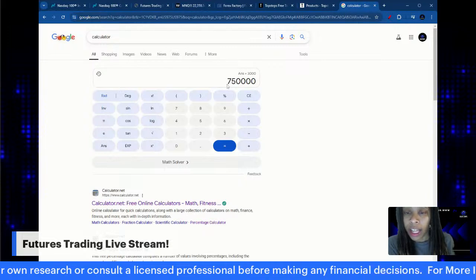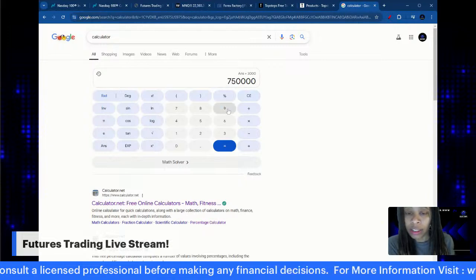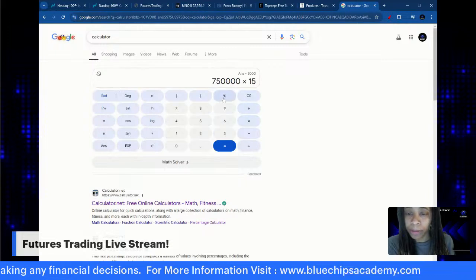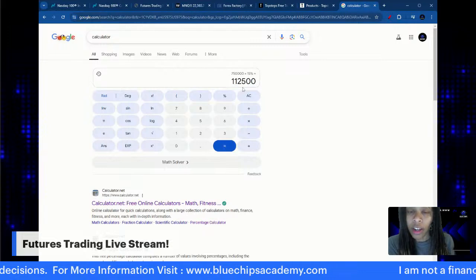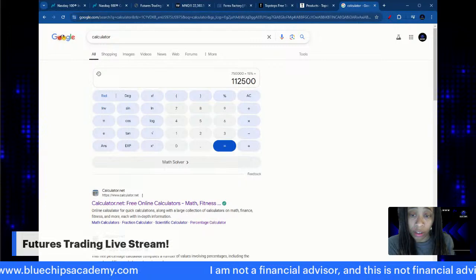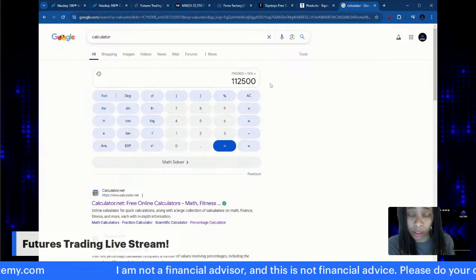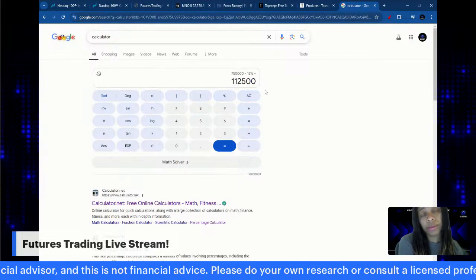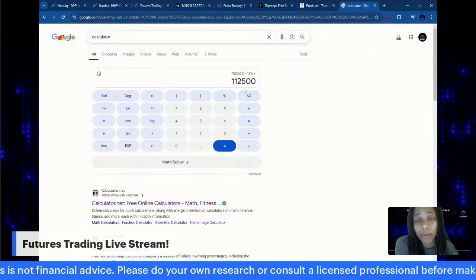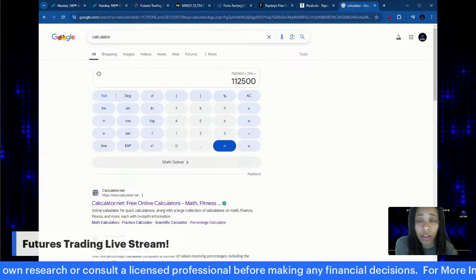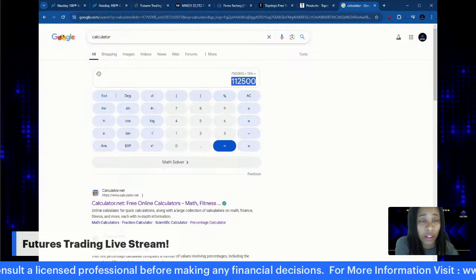And so at this $750,000, let's say you made that same 15%. You now have $112,500 to be precise that you made in that month. Okay. So that's from the express funded account. Once you have your live funded account, you can now trade off of this $112,500.